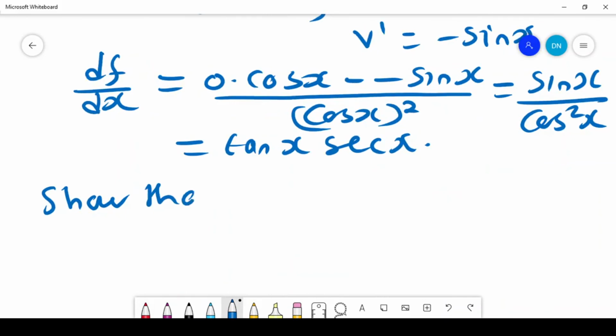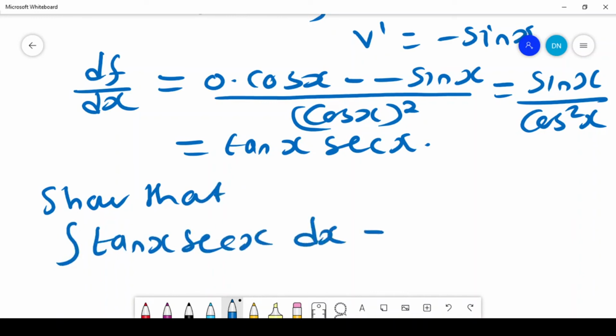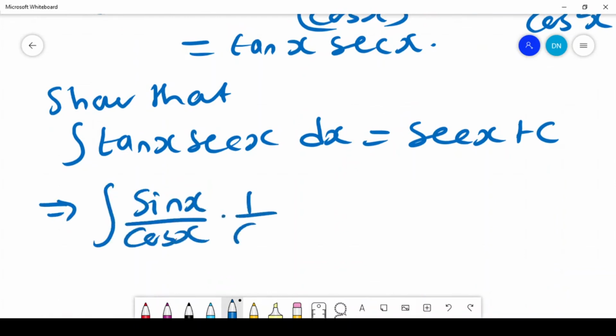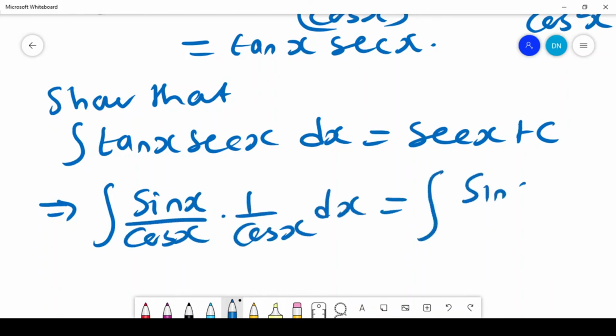So the integral of tan x sec x dx will give me sec x plus c, just a constant of integration. So how do I do that? I'll take this and write it exactly as sine x over cos x times 1 over cos x dx, and that will be the integral of sine x all over cos squared x dx.